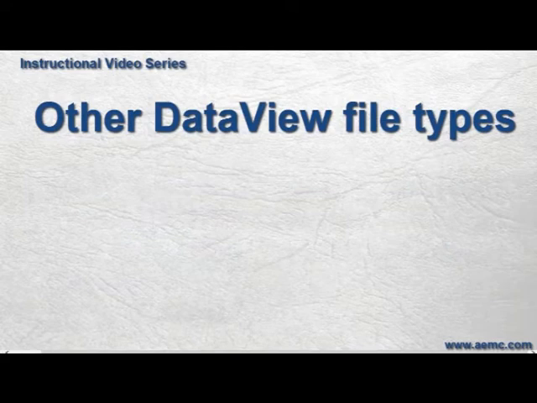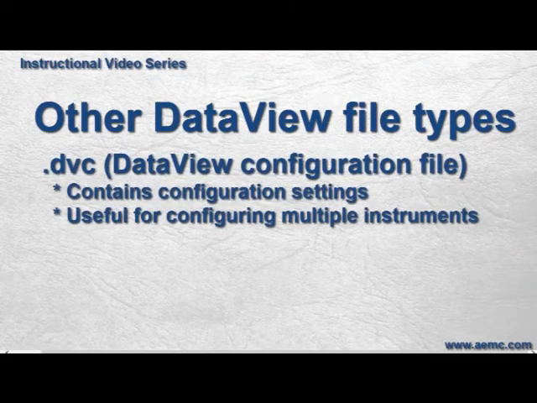In addition to the ones we've already mentioned, there are two other file types associated with DataView. The first is DVC, or DataView Configuration File. This contains the instrument configuration settings specified by the user through the control panel. Some control panels allow you to save these settings to a file on your PC, and then use this file for future configuration sessions. This can be useful in situations where you want to configure multiple instruments in exactly the same way.